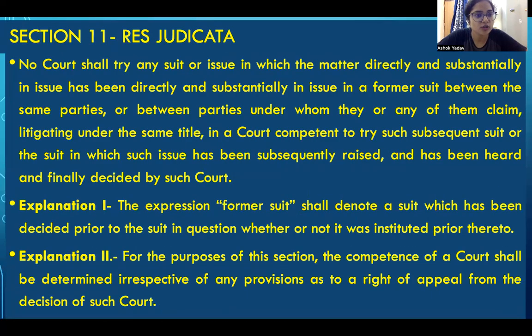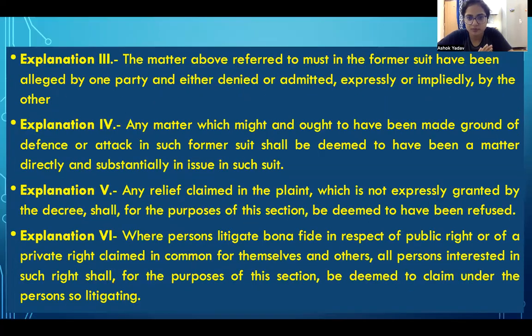Now let's read all the explanations one by one. We have already covered explanation 1. Now let's discuss explanation 2. For the purposes of this section, the competence of a court shall be determined irrespective of any provision as to a right of appeal from the decision of such court. Under explanation 2, they're talking about the competency of court. We have to remember this much, right?